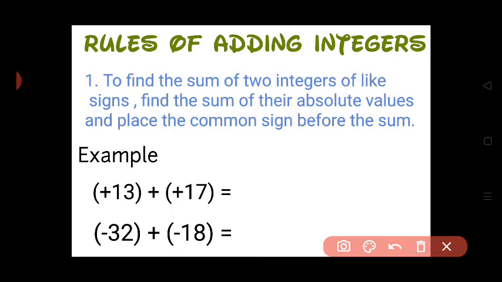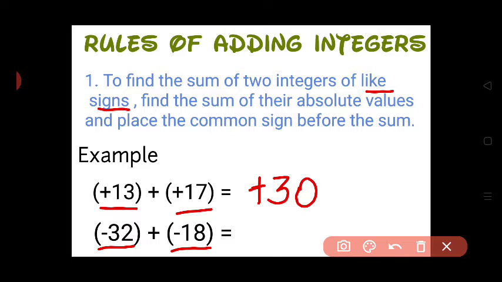The first one is to find the sum of two integers of like sign. What is written here? Like sign. That means if you see the question, plus 13 and plus 17 both are like, they have a positive sign. And in the next case, if you notice, the numbers 32 and 18 both have a negative sign. Find the sum of their absolute values and place the common sign before the sum. So in that case, we have to find the sum of 13 and 17, that is equal to 30. Now place the positive sign before the sum.